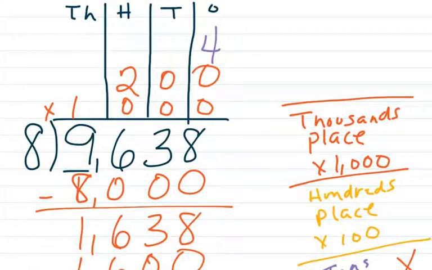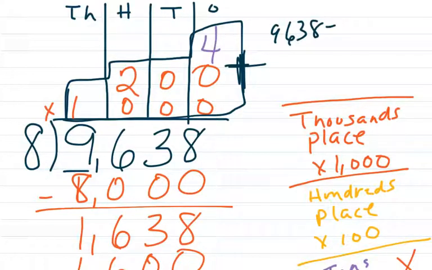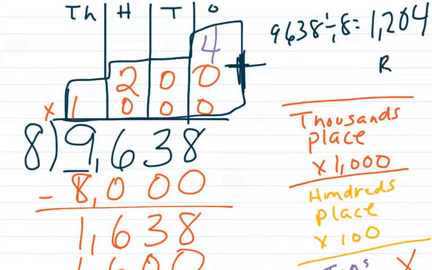Now the next thing that I do, just like always, we put our wedding cake inside of a box. We put our plus sign right here. Nice big plus sign. Add everything up. 9,638 divided by 8 equals 1,204, with a remainder of 6. So there's our answer. Let me make sure I box it.